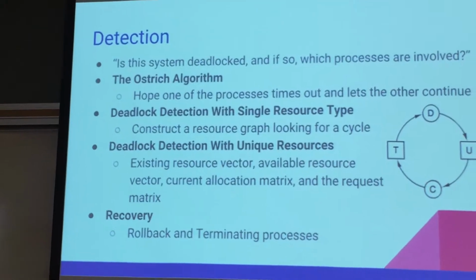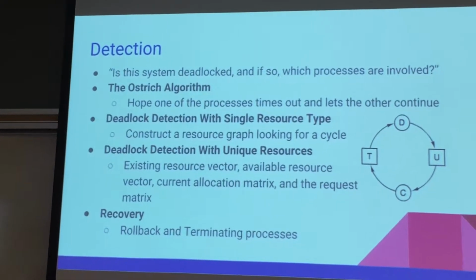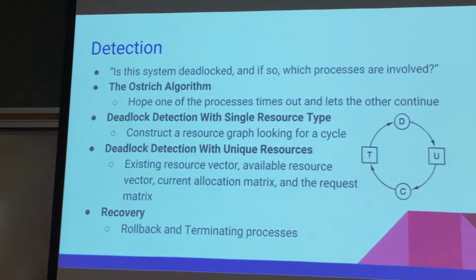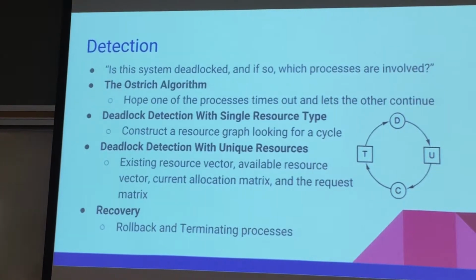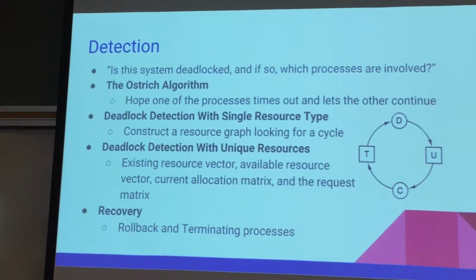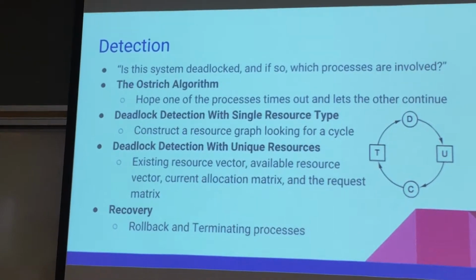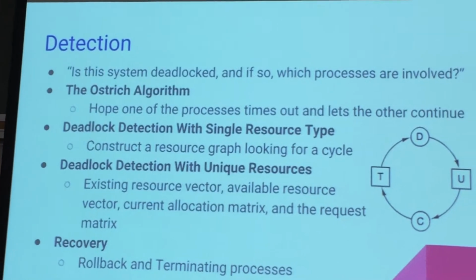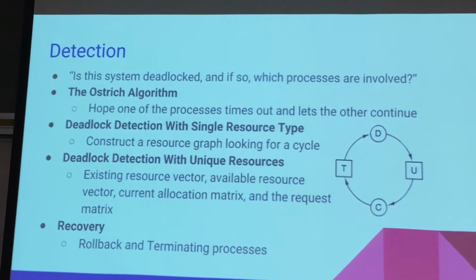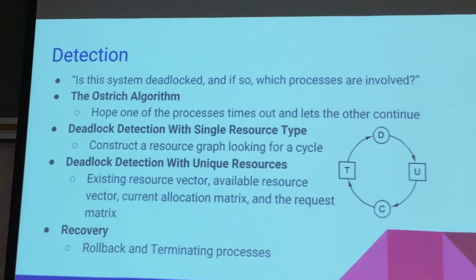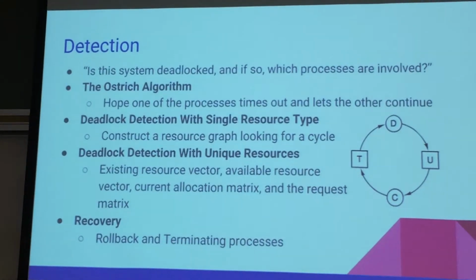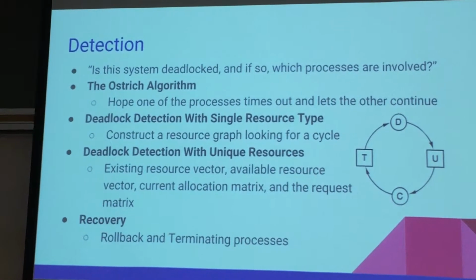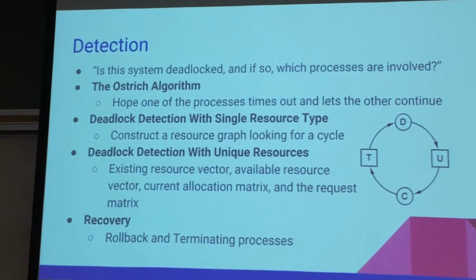So, detection of deadlocks. This is a pretty important piece. We're going to ask ourselves the question: if the system is deadlocked, which processes are involved? Well, there's one way to do this called the ostrich algorithm. It's pretty simple. Basically, just stick your head in the sand and pretend the problem isn't there. It goes away on its own.